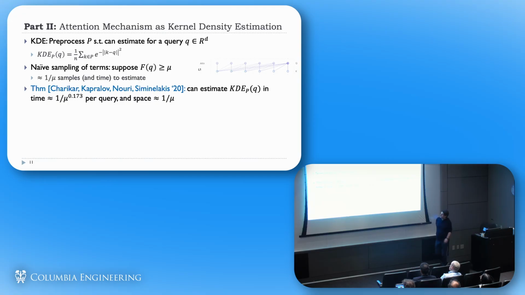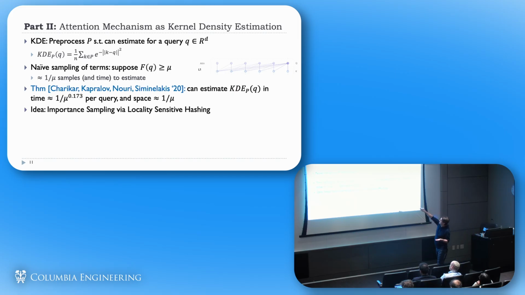There is a theorem due to Charikar, Kapralov, Nouri, and Siminelakis from a few years ago that designed an algorithm for this problem of estimating KDE, which improved the runtime to basically this one, 1 over mu to a much smaller power. Mu is a number less than 1, so this quantity is polynomially smaller. We designed such an algorithm, but the point I wanted to highlight, and I won't go over the algorithm, is that basically it replaces this naive sampling with importance sampling.